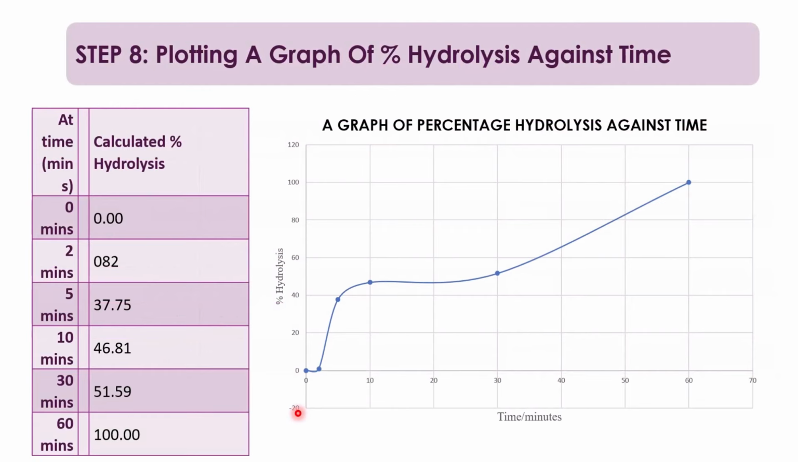So the next thing to do is to plot a graph of the percentage hydrolysis against time. We do this by plotting the percentage hydrolysis on the y-axis and the time in minutes on the x-axis. So this is our time in minutes, and this is our calculated percentage hydrolysis. If you plot these values against each other, this will be the nature of the graph that we will get over here. And the graph is a graph of percentage hydrolysis against time, as seen over here.